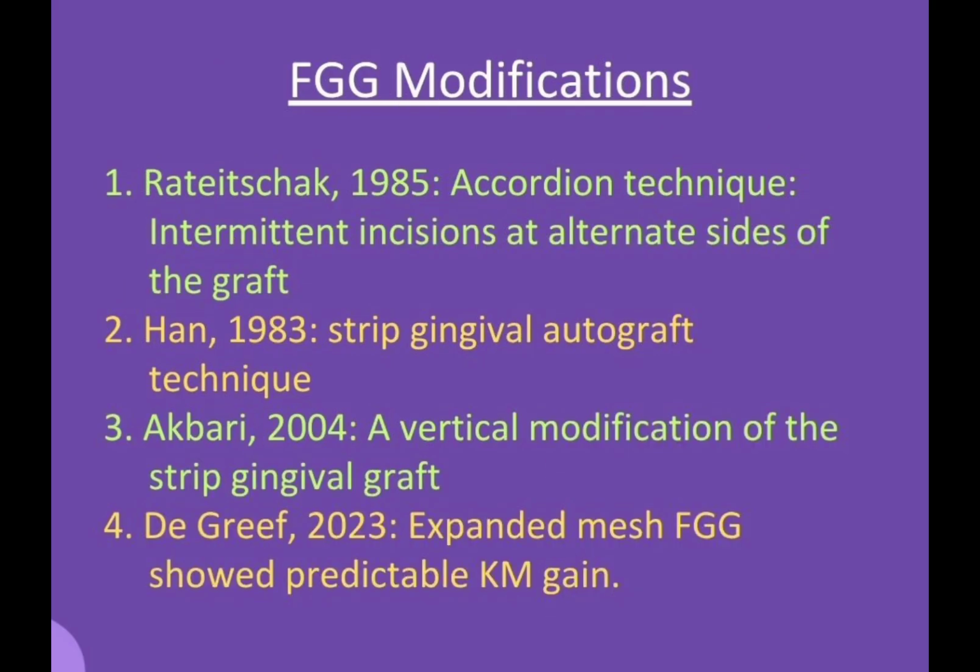Those being the accordion technique, where intermittent incisions are taken at alternate sides of the graft. Then the strip gingival autograft technique, where multiple parallel strips are joined together. Then Akbari suggested a vertical modification of the strip gingival graft, and the recent one in 2023, suggested by D. Grief, that is expanded mesh free gingival graft, which was shown to have a predictable keratinized mucosa gain. In this presentation, we are going to try this technique of expanded mesh free gingival graft.